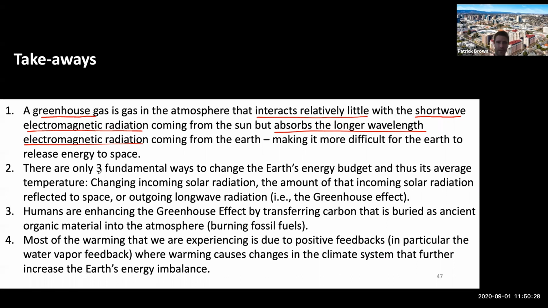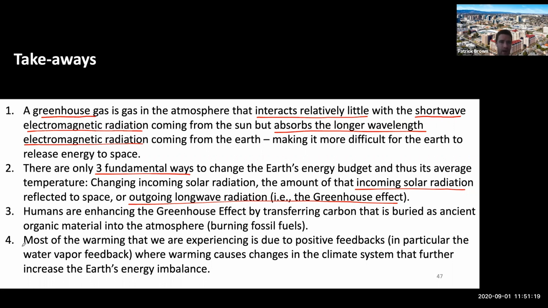Looking at our energy budget diagram, there are only three ways to change the Earth's global average temperature by changing the Earth's energy budget. And again, I don't mean humans necessarily. It could be that solar radiation changes, it could be that the amount of solar radiation reflected to space changes, or it could be that outgoing longwave radiation changes via changes in the greenhouse effect. Those are the only three ways. Humans are enhancing the greenhouse effect by transferring carbon, in the form of CO2 and methane, that was buried underground into the atmosphere.